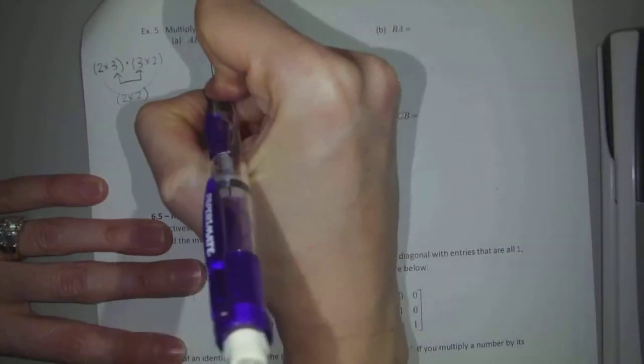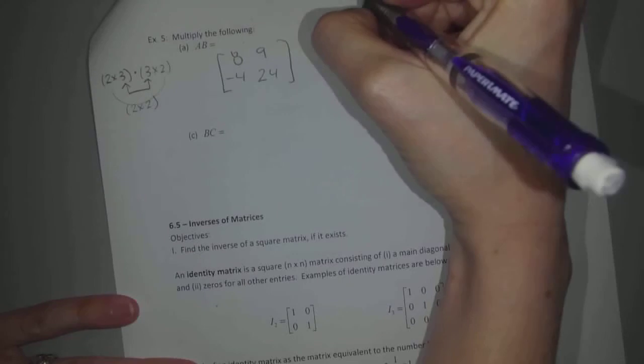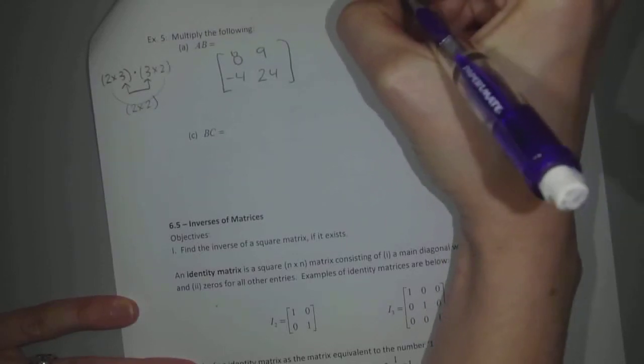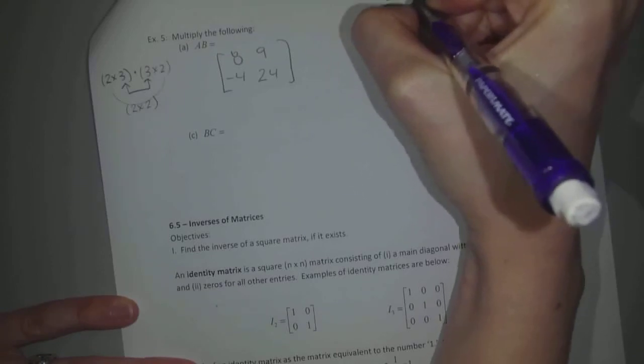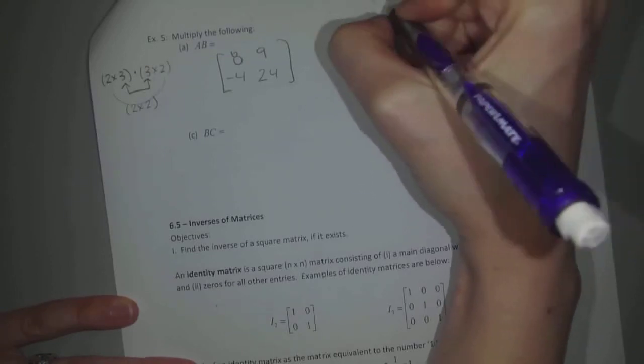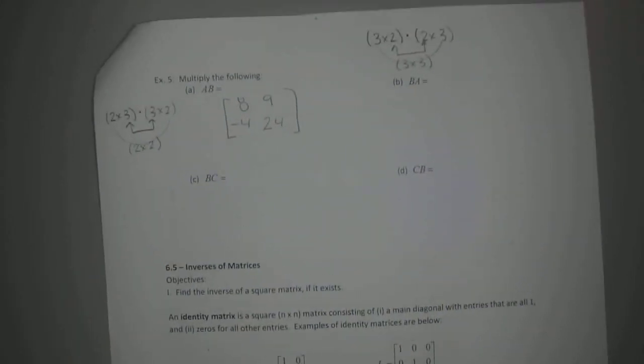So your answer is just 8, 9, -4, 24. I like it. Okay? B, can we do B times A? Yes, we can. And again, I'm just going to write it up top. B was a 3 by 2 and A was a 2 by 3. So what do you notice? The 2's match. So what kind of answer are we going to get? A 3 by 3.